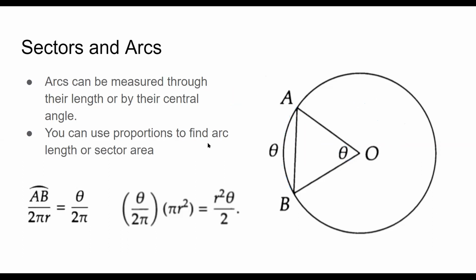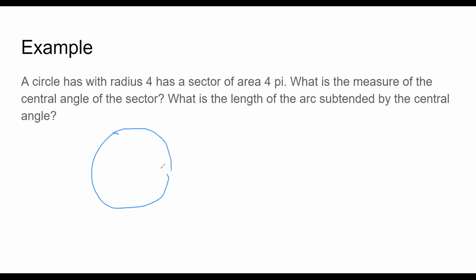So let's do an example here. A circle with radius 4. So let's just draw this. A circle with radius 4 has a sector area of 4 pi. So what is the measure of the central angle? So what is the measure of this angle here? And what is the length of the arc subtended by this central angle? So subtended is just a fancy word for what it encompasses. So this central angle encompasses from here to here, this arc length.